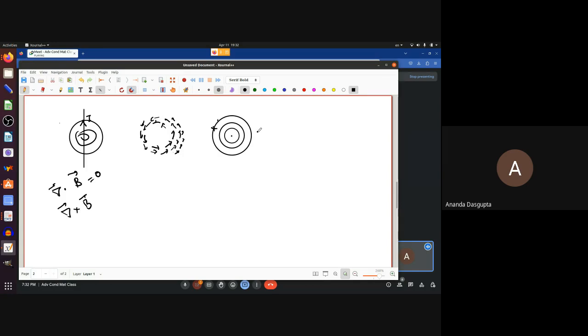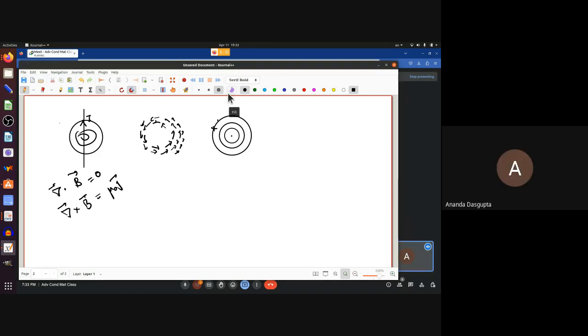You should remember what curl of B is in general, right? It's one of the fundamental equations in physics. Mu not J. Mu not J. What's that law called? You're saying mu not J, right? Anybody remember the name of this equation? Ampere's law. This is Ampere's law.